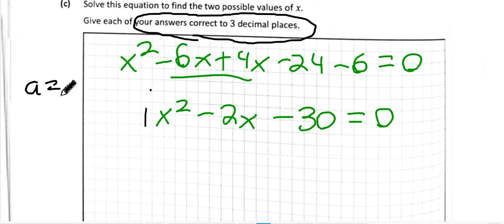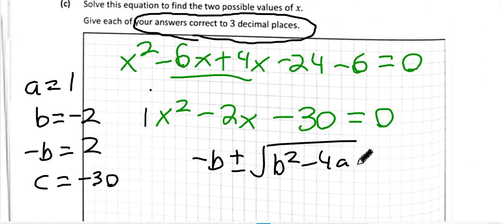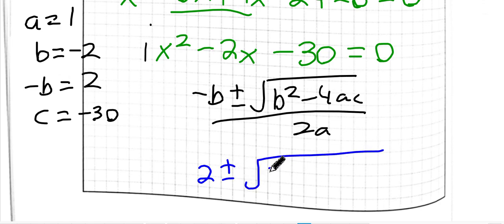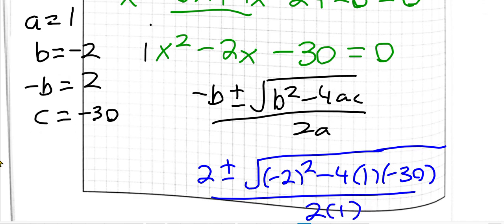Minus b formula. Your a value is 1. Your b value is minus 2. Your minus b value is 2. Your c value is minus 30. And you're going to use this equation that's on the front of your maths tables to do the question. Off you go. So we're going to go 2 plus or minus the square root of minus 2 squared minus 4 times a times c, all over 2 times a. Put it into the calculator, let me know what you get.